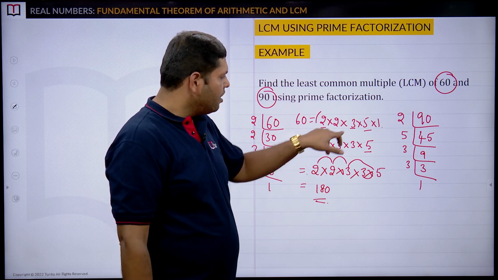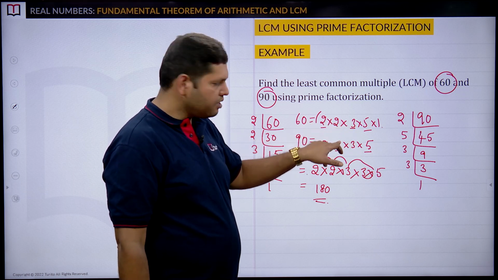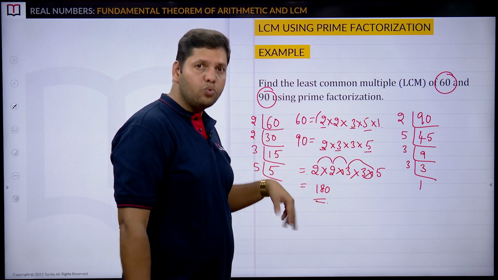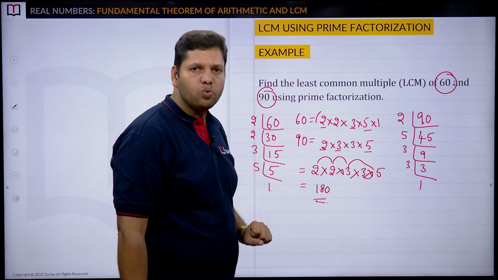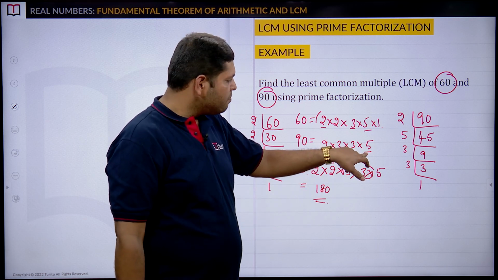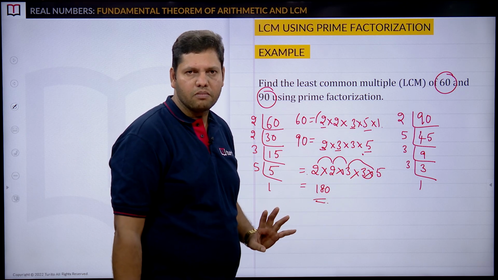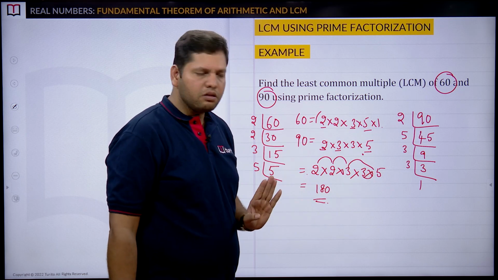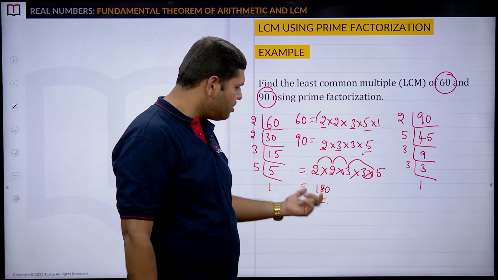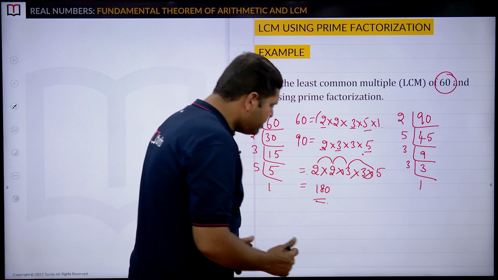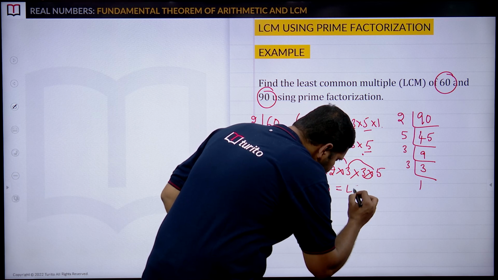Coming to 3 here. Here 3 is repeating only 1 time, but here 3 is repeating 2 times. So the majority is 2 times. So I am writing 3 two times. And 5 is repeating 1 time here, and here 5 is repeating 1 time. So I can take 5 as 1 time only. Then multiply all the prime factors. So you will be getting the answer: 180 is the answer. So we can say this 180 is the LCM.